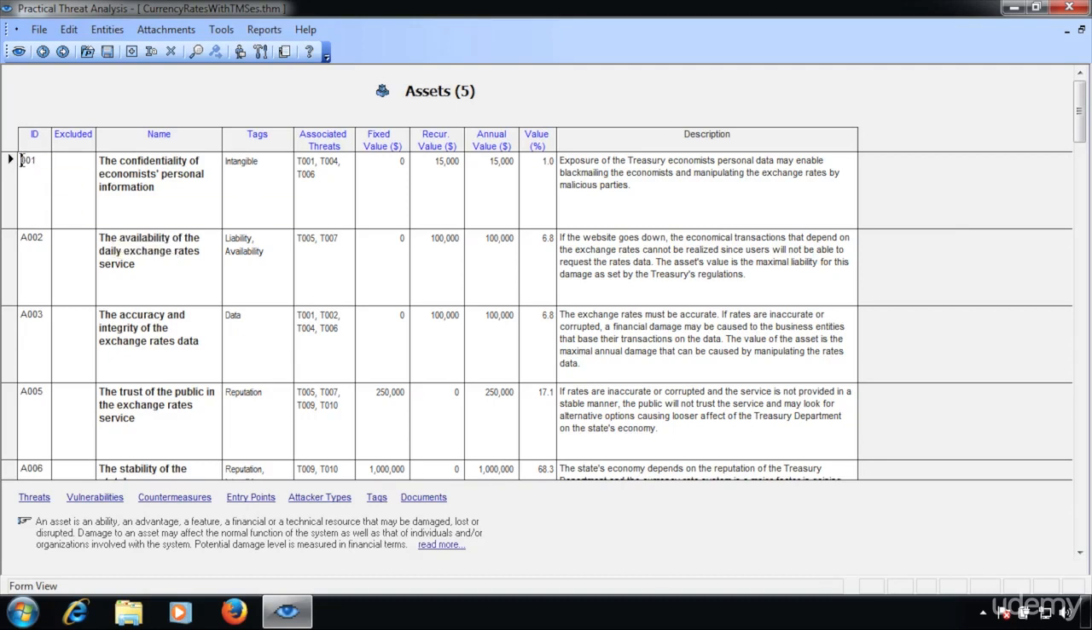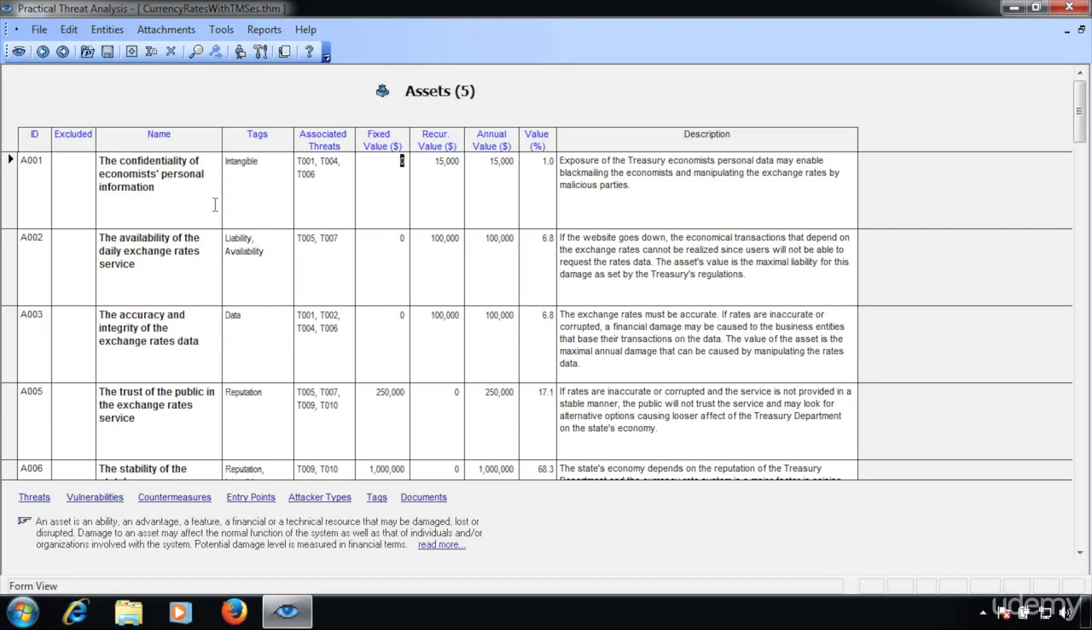A, in this project, refers to an asset. So we have the confidentiality of an economist person's information. This is really an intangible risk. The threats associated with this asset are threats 1, 4, and 6. If I want to know what these threats are, I'm going to have to go to the threats, and we're going to go there in a few minutes. We also have fixed values of 0, because it's not an asset that you can measure with money.